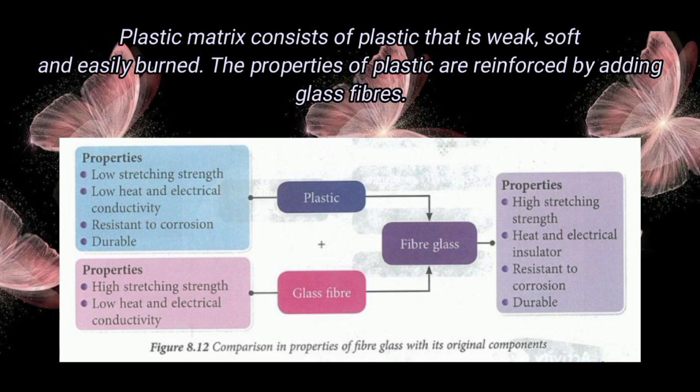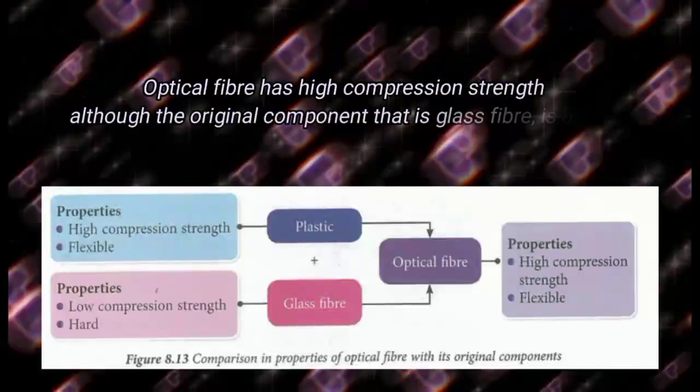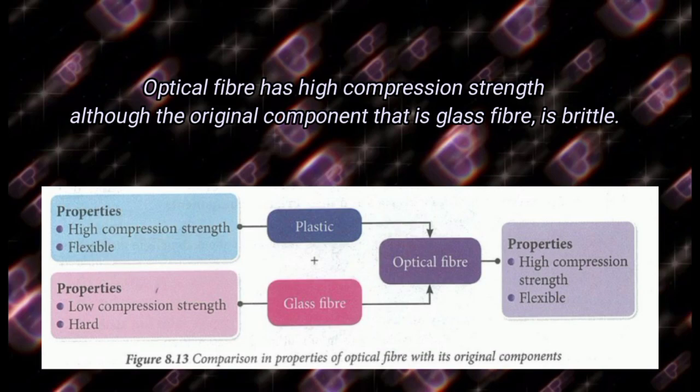So when plastic and glass fiber combine, they will form fiberglass that has properties like high stretching strength, heat and electrical insulator, resistant to corrosion and durable. Other than that, optical fiber has high compression strength although the original component, glass fiber, is brittle. So plastic has properties like high compression strength and flexible, while glass fiber has properties like low compression strength and hard. So when plastic and glass fiber combine, they will form optical fiber which has properties like high compression strength and flexible.